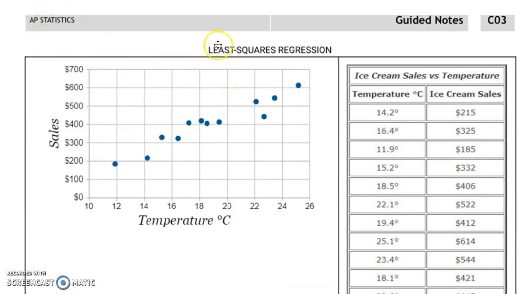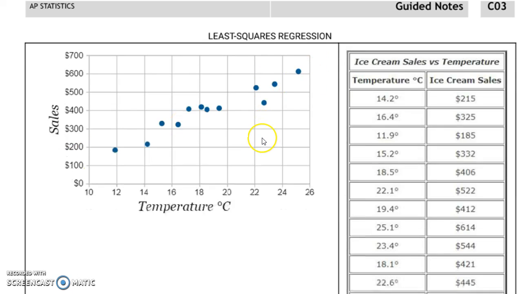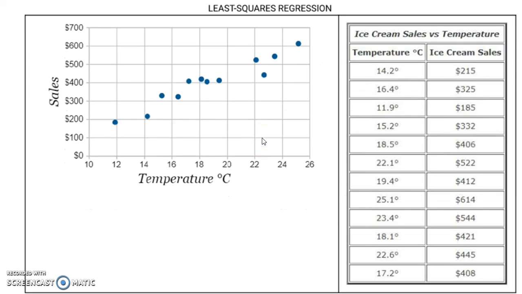The first thing I'd like to take a look at is the least squares regression area, this area here. We're given a scatter plot and we can clearly see a trend. What we're going to do now is try to calculate the equation for the line of best fit, or the least squares regression line.